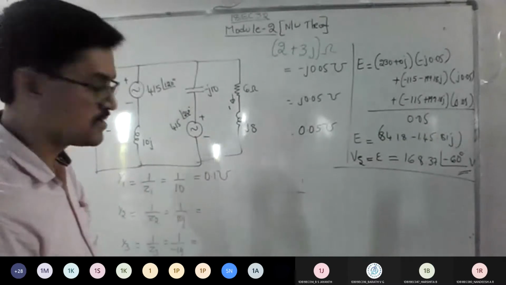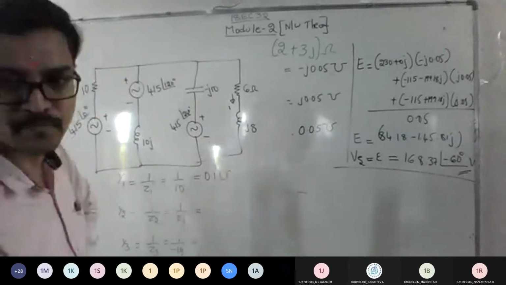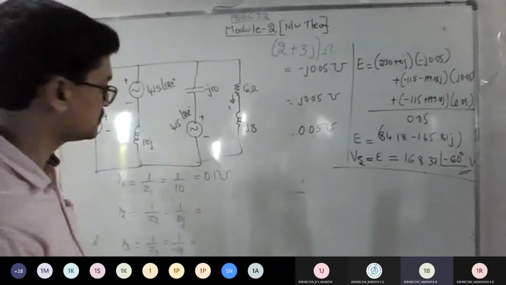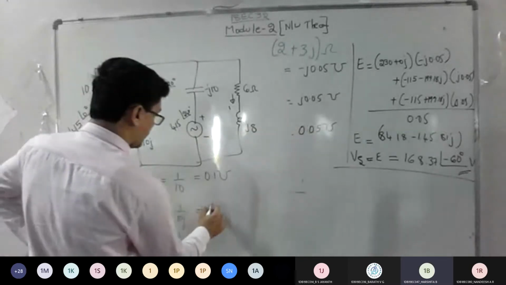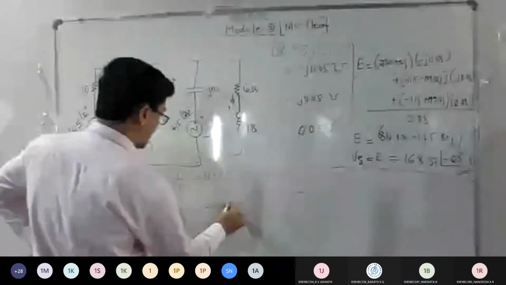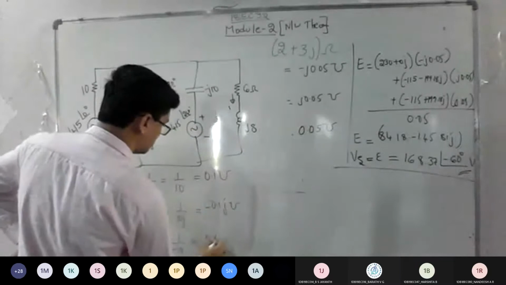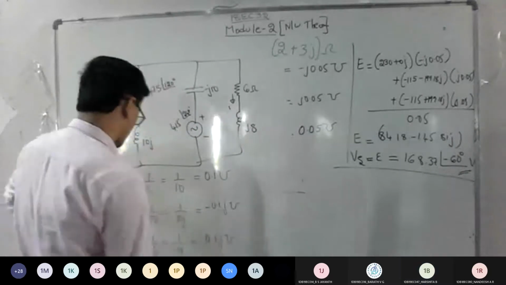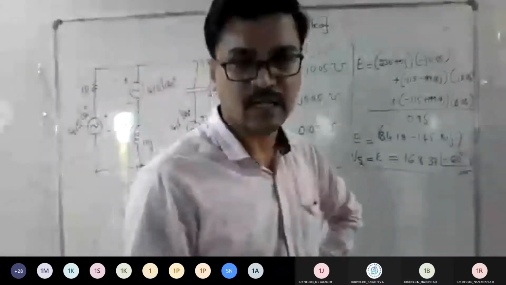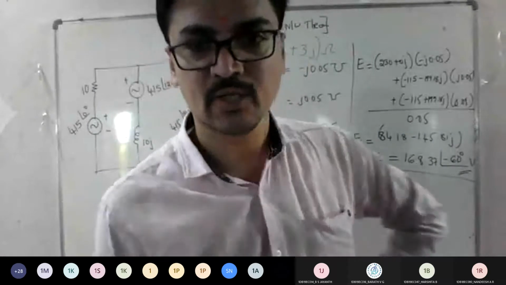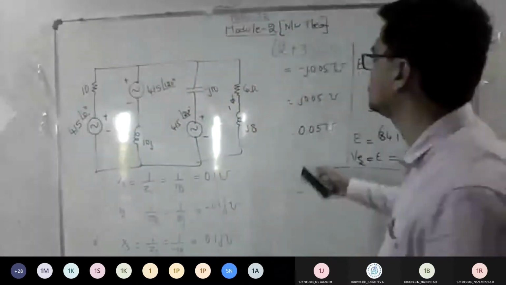What about Y2? Minus 0.1j mho. And the last one is plus 0.1j mho. So you have Y1, Y2, Y3, and E1, E2, E3 are given in the question. Just dump them into the formula and get the answer.